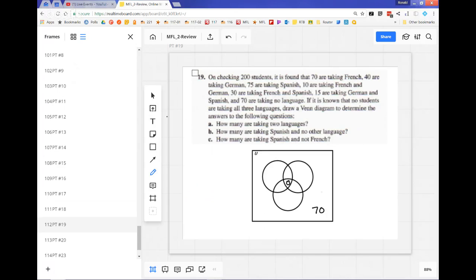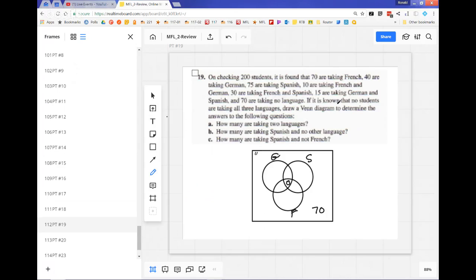Okay. And I gotta label these. Let's see, what do we have? German, Spanish, and French. I guess I should have done French first, huh? That's the way I did it. Okay. So anyway, then what do we have?